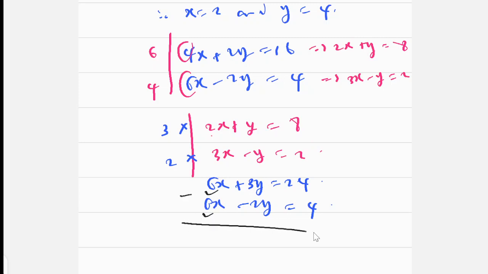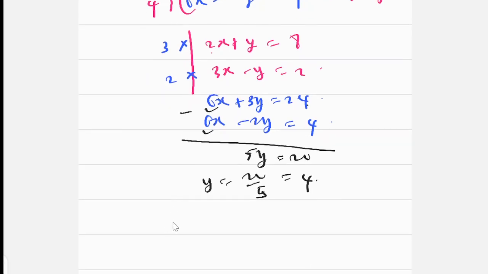If you now subtract this from each other, then 6x minus 6x is 0. 3y minus 2y, that is 3y. The product or quotient of 2 like signs gives you positive. Minus times minus is plus. 3y plus 2y will give me 5y is equal to 24 minus 4, that is 20. Then you have y is equal to 20 divided by 5, which is equal to 4.